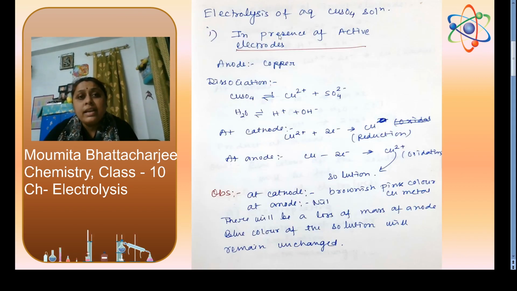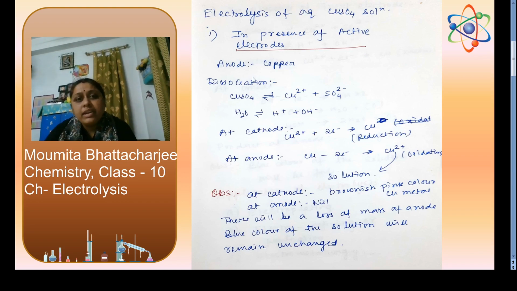See, let us discuss the electrolysis of aqueous copper sulfate solution. There are two different types of electrolysis of aqueous copper sulfate solution. First, we can do it in the presence of active electrodes. Active electrodes, I said, are copper, nickel, silver. These are the active electrodes.